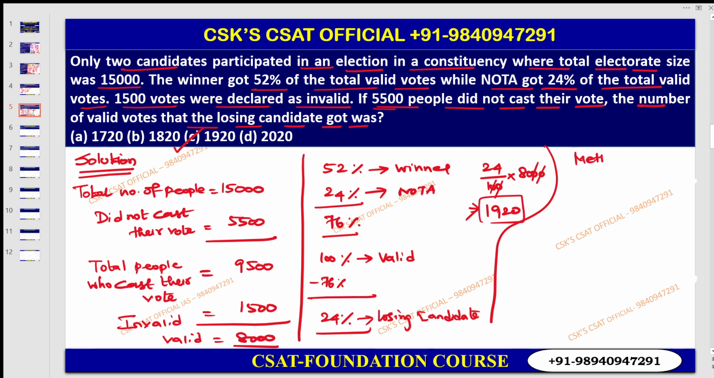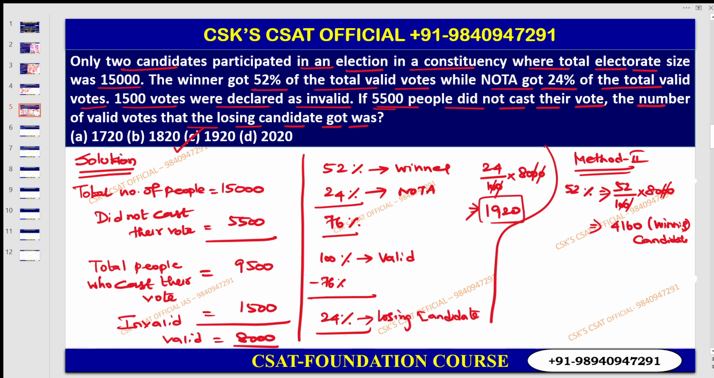So method 2, separately calculating, because the question may be there, how many of the votes were got by the winner, Nota got, or else the difference between the winner and the losing. So for that only I am teaching you this here. So 52%, right? 52% is nothing but 52 by 100 into 8000. You can cancel this here. Then it becomes 4160. So this is nothing but the winning candidate, right?